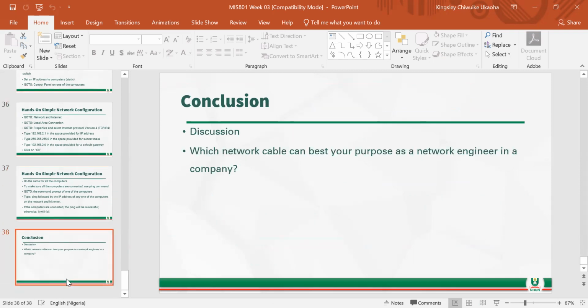In conclusion, which network cable can best boost your chances as a network engineer in the company? Can we answer the question? Which of the network cables can improve your purpose as a network administrator or engineer in the company? Which network cable can boost your chances or purpose as a network engineer in a company?